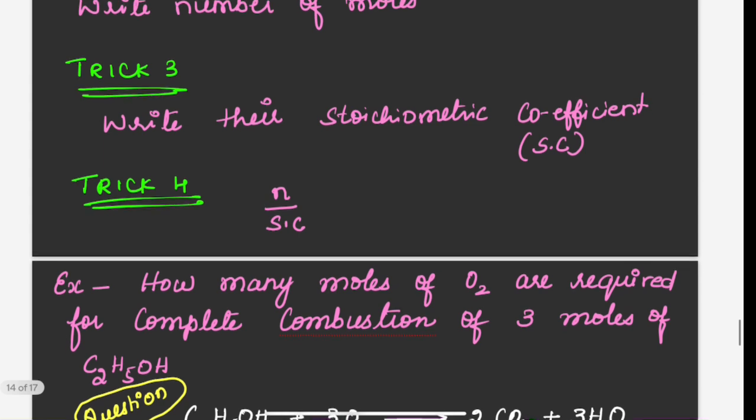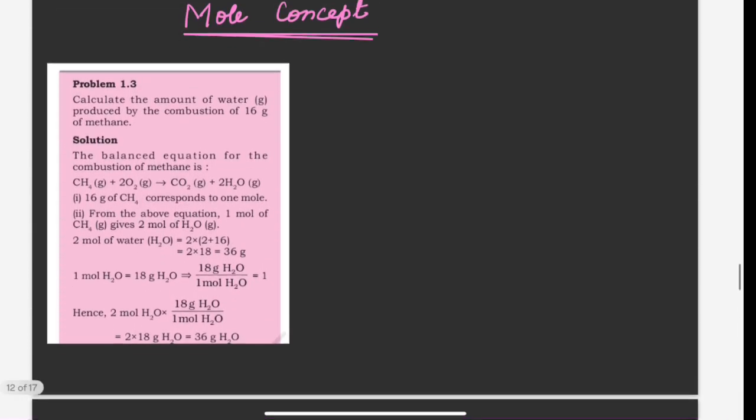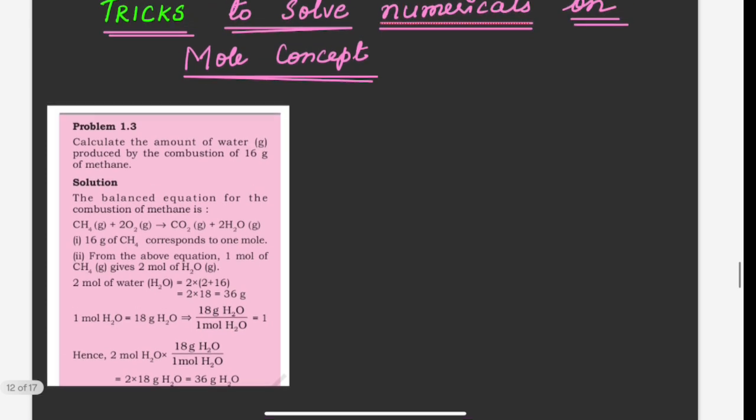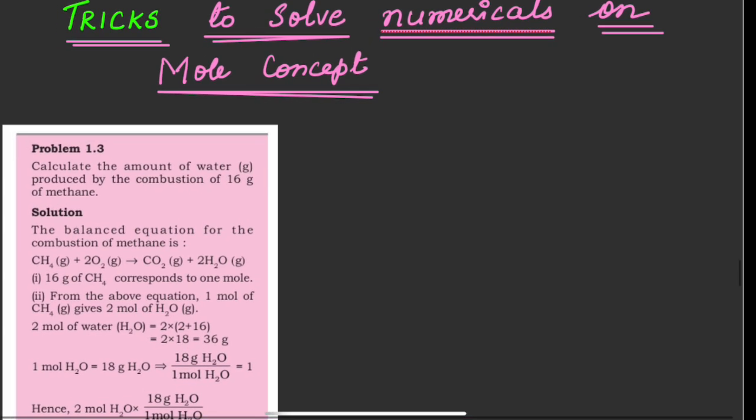Now using these 4 tricks, let us solve the numericals which are given in the NCERT textbook. This is the first question we are going to solve, that is problem 1.3. Read the question first. What is given? Calculate the amount of water produced by combustion of 16 grams of methane. Students feel very scared to attempt such type of question, because you can see here weight will be given, then molar mass will be given, so some details will be given.